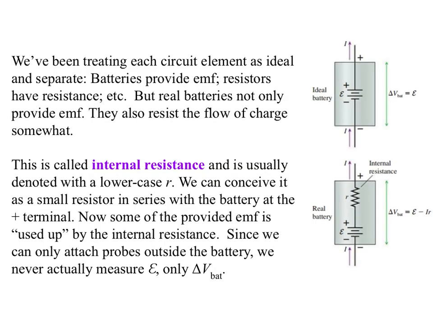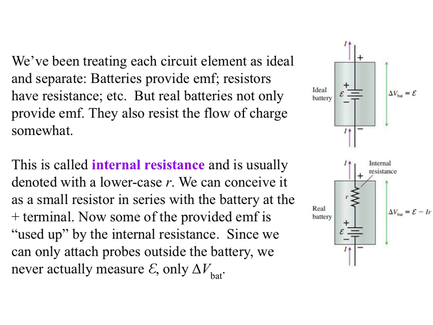The topic for today is internal resistance. We've been treating each circuit element as ideal and separate. Batteries provide EMF, resistors have resistance, etc. But real batteries not only provide EMF, they also resist the flow of charge somewhat. In other words, the charge has to actually move through the battery and out, and there is some resistance to that flow of charge. These are not perfect conductors inside the battery.